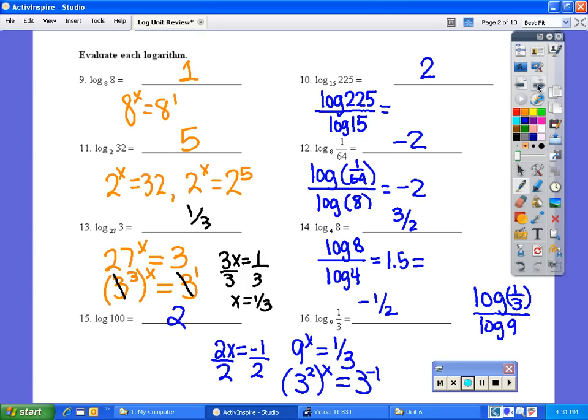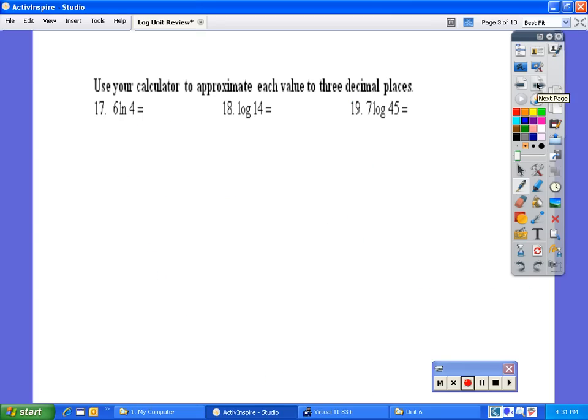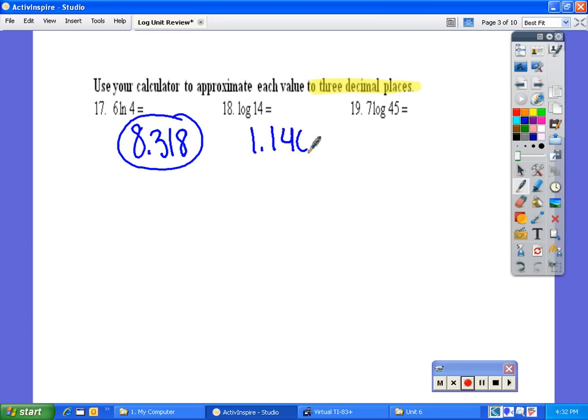Alright, that concludes that section. Now for the easy section, it says use your calculator. I'm not going to go through a whole process on that. I'm just going to give you the answers to those because it's calculator based. So first one is 8.317, but it should be 318. Make sure you pay attention to what this says, 3 decimal places. Okay, next one, the log of 14 is 1.146. And the last one, 7 times the log of 45, is 11.572.